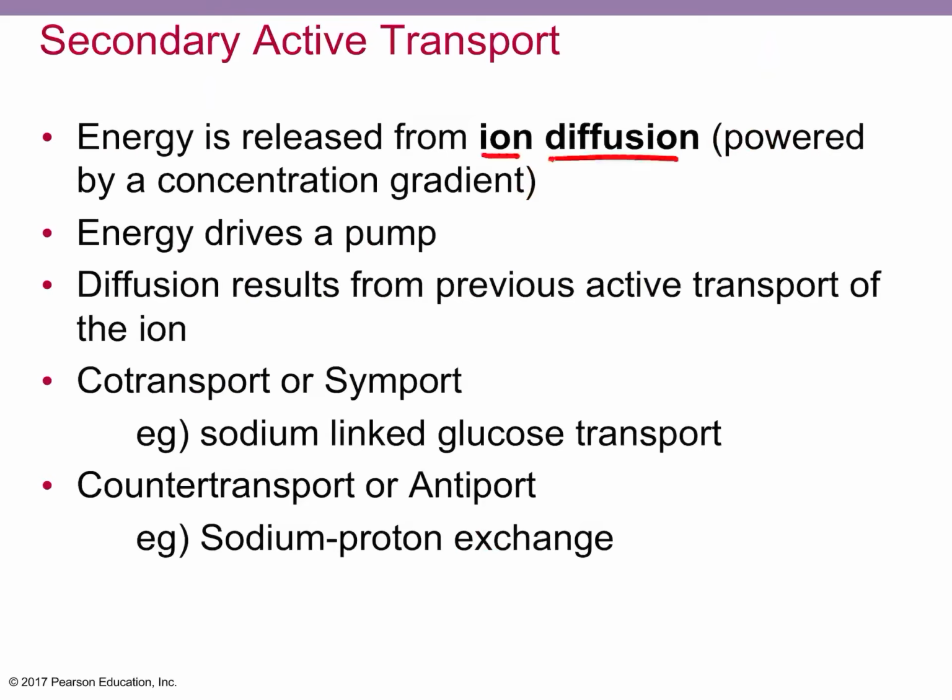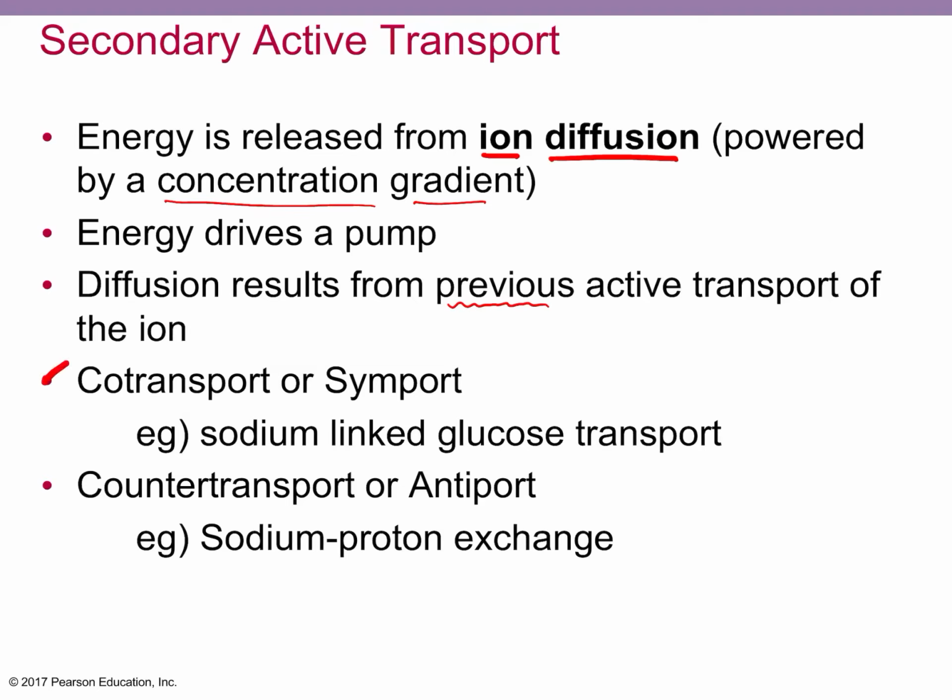energy drives the pump, right? So we're not directly using ATP, we're using a concentration gradient. Diffusion results from previous active transport of the ion, right? So previously we have used ATP to create this concentration gradient, but in secondary active transport, we're using this potential energy stored in that concentration gradient to move. So let's talk about the two kinds here.